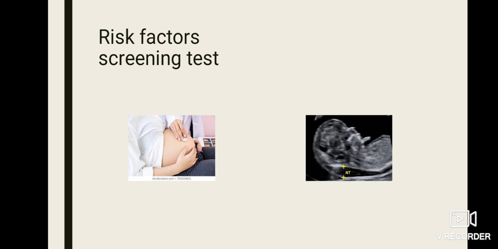Usually the alpha fetoprotein will be decreased and HCG will be increased. And in ultrasound imaging, there is an imaging called the nuchal translucency scan. We are identifying the thickness of the skin at the baby's neck. If the thickness is more, there is an increased chance of Down syndrome. So these are some screening tests for Down syndrome.